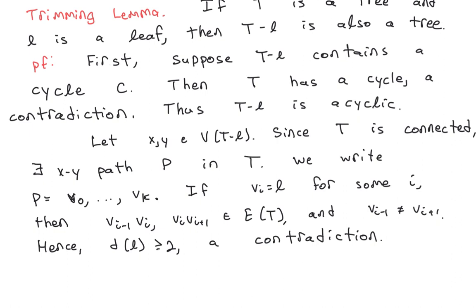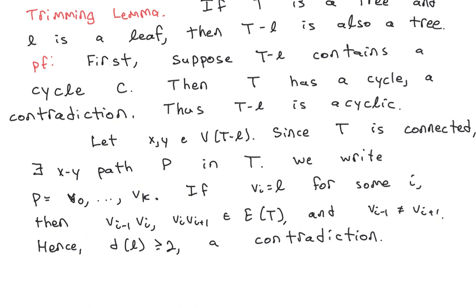So let's do this argument. We want to argue T minus L is a tree. So first, suppose T minus L contains a cycle, and the vertices on that cycle are also in T, and so T has a cycle, which contradicts the fact that T is a tree. So we see that T minus L is acyclic, so that's half the definition of being a tree. So now we need to show that T minus L is connected. So take 2 vertices in T minus L, x and y. Since T is connected, there must be a path in the original tree from x to y. And let's write the path as v0 through vk, so v0 is x and vk is y.